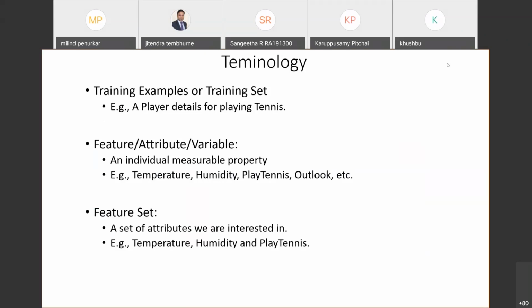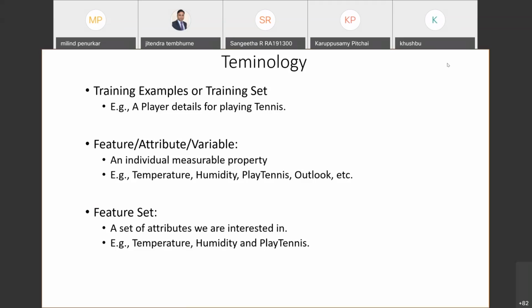We say the output is the attribute which we would like to predict based on the values of the features or attributes. So I have training examples available, I have features available of the training example, and I have a feature set. By feature set, I mean a set of attributes that we are interested in. For example, out of let's say 1,000 such examples in the training data set, am I interested in only a few features or attributes based on which I would like to predict the value of a particular attribute? That's what I would like to do.